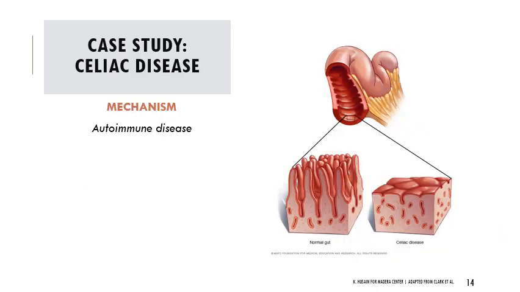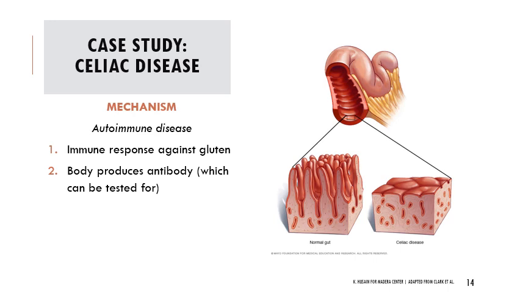So really quick along those lines, I want to look at a case study. You might have heard of celiac disease, and you've probably heard of people avoiding gluten. So gluten is a protein that's found in wheat products, and celiac disease is a really serious reaction to gluten, and it's actually an autoimmune disease where your body attacks itself. So what happens here is that there's an immune response against gluten. Your body starts producing an antibody. Remember, we talked about those, and you can actually test for those. And it targets villi in the small intestine.